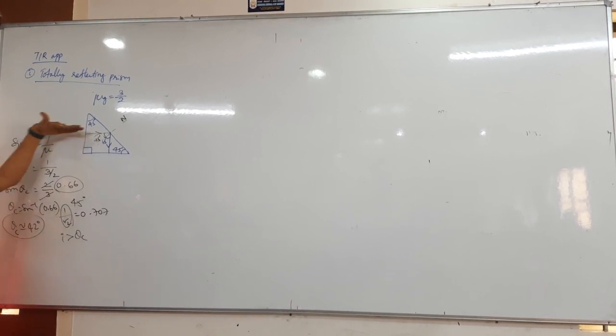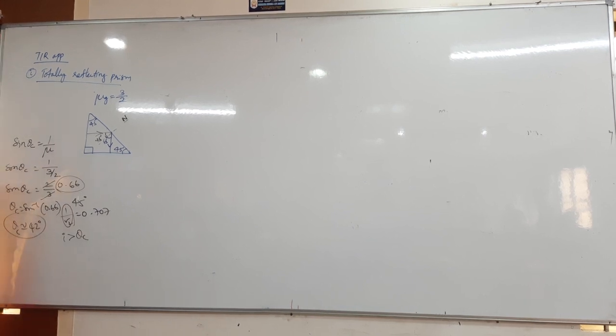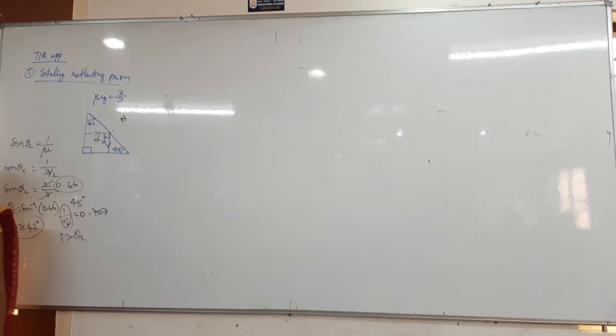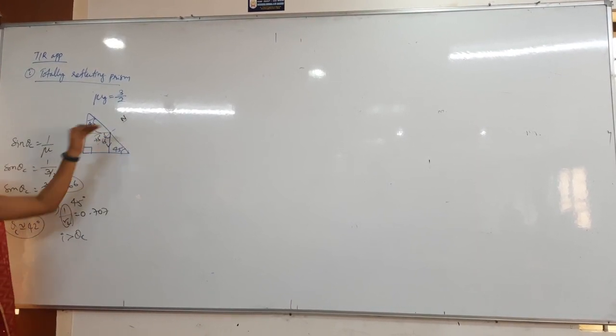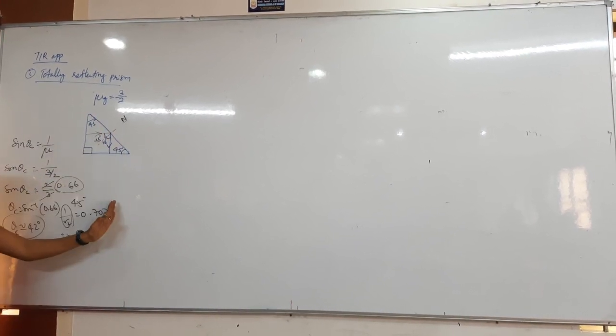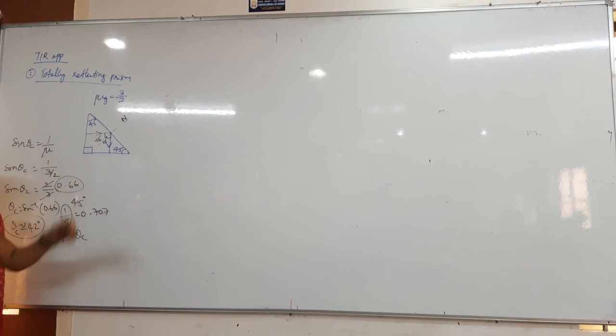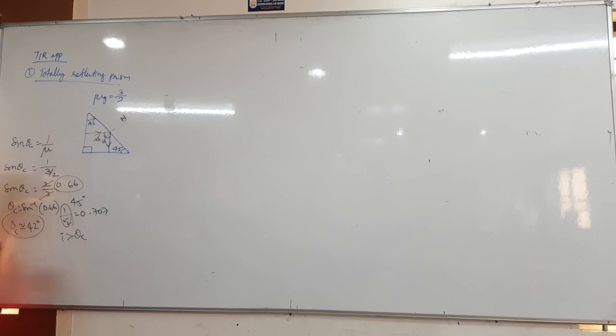Now my incident ray was there like this, the reflected ray is there like this. Now this right angled prism is bending the ray by how much angle? 90 degrees. It was coming like this, now it is going out like this. So how much angle is it bent by? 90 degrees.